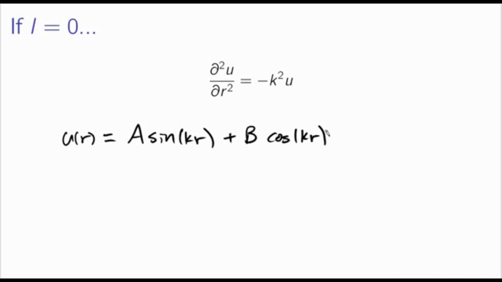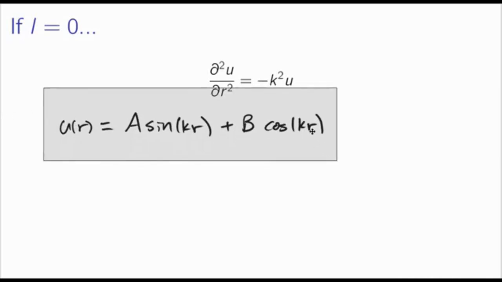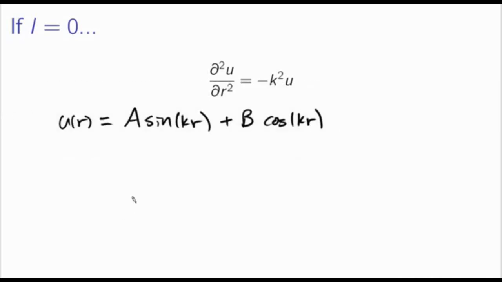That's reasonably straightforward. You can see plugging this in and taking the second derivative, you're going to get out minus k squared, and you're going to get your same solution back. Everything works out, so this is fine. This, though, is our solution for u. It's not our solution for r.